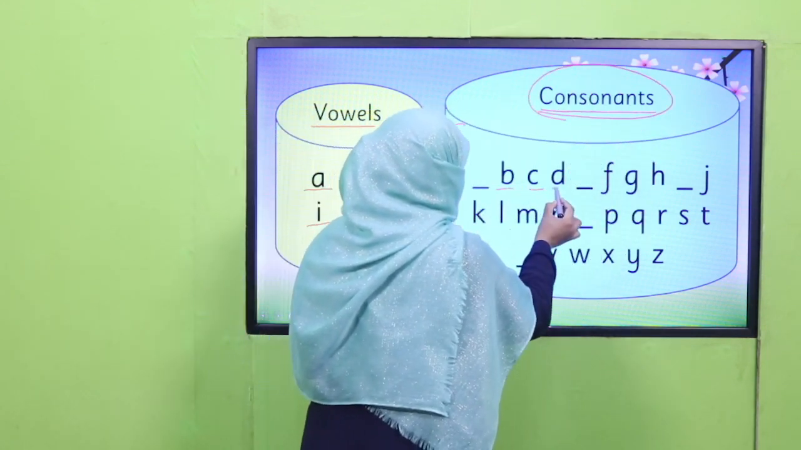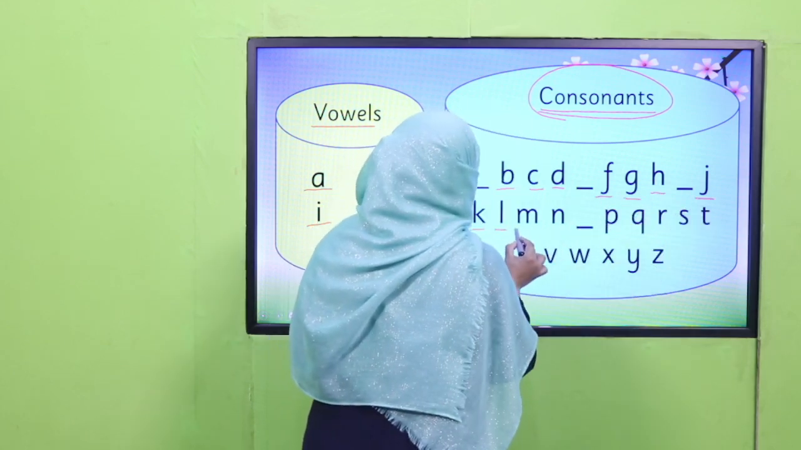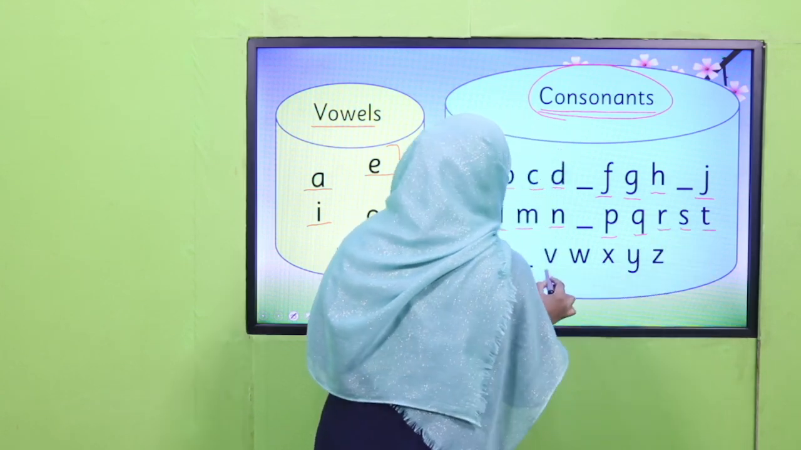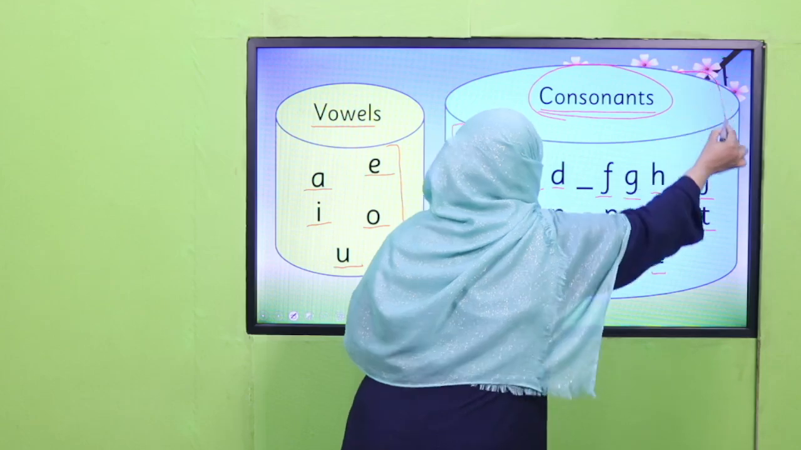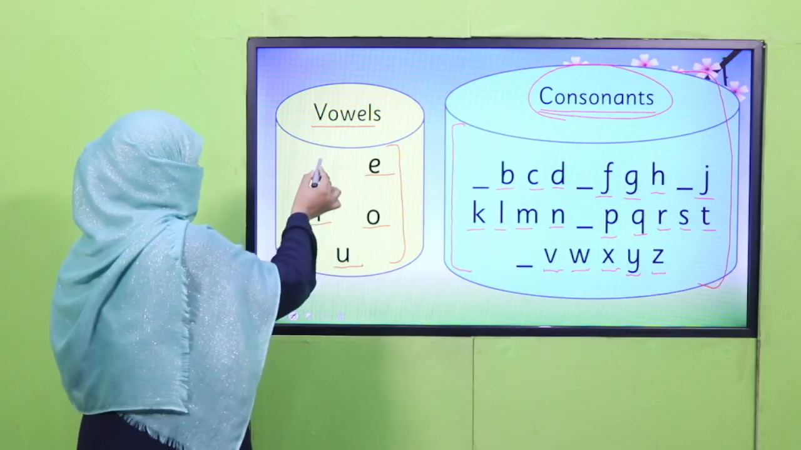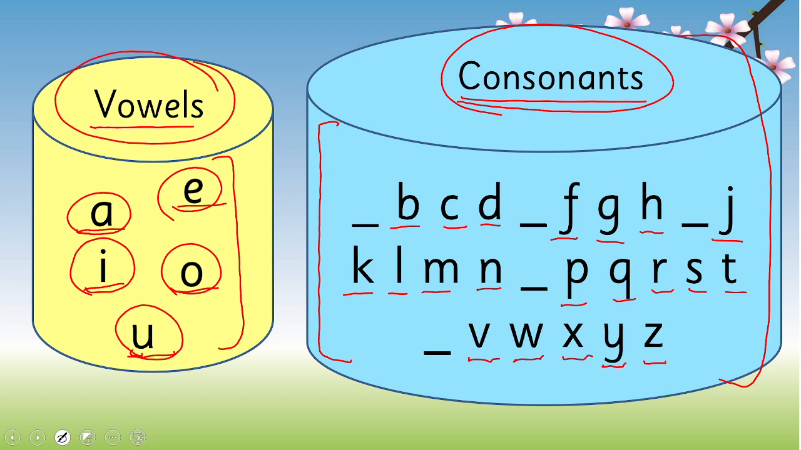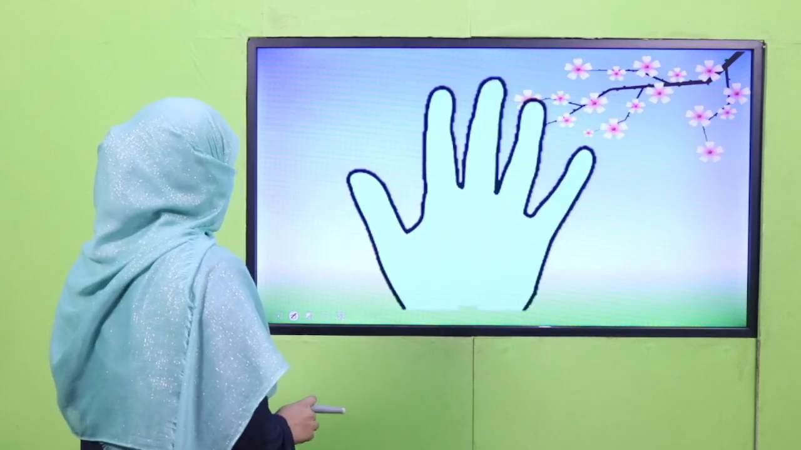B, C, D, F, G, H, J, K, L, M, N, P, Q, R, S, T, V, W, X, Y, Z. These are consonants, and these 5 letters A, E, I, O, U are vowels. Do you understand the concept? You got it? All right, let's move on.